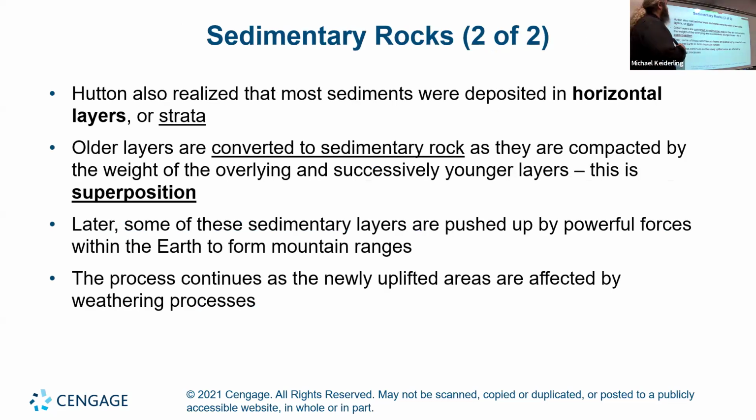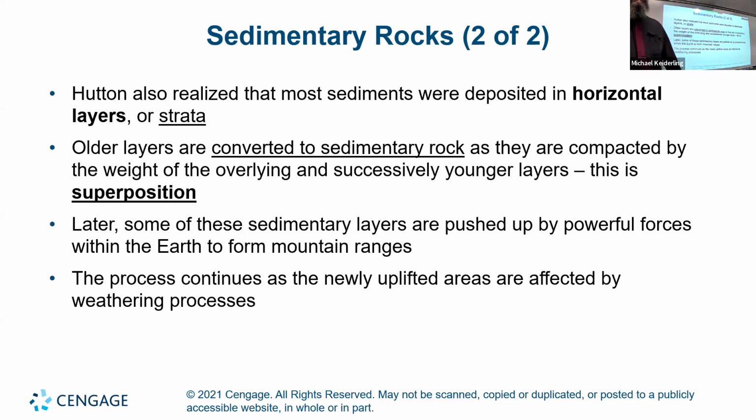So most sedimentary rocks are deposited in horizontal layers or strata because it's sediment. It settles out of the water in flat layers. And older layers were converted to sedimentary rock as they're compacted by the weight of the overlying and successively younger layers. This process is called superposition. And this principle of superposition is what allows us to date layers, to figure out how old they are by looking at fossils in them and things like that. It helps in dating of fossils and archaeological finds and things like that.